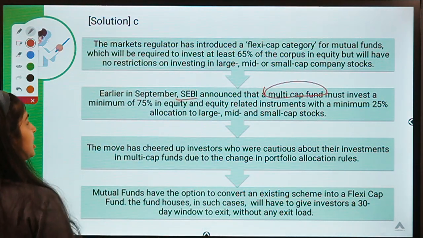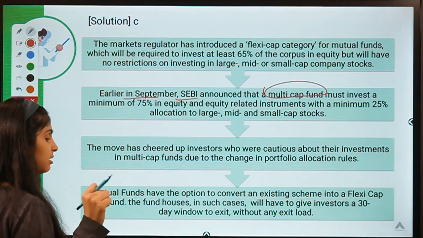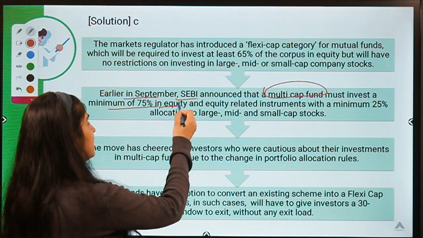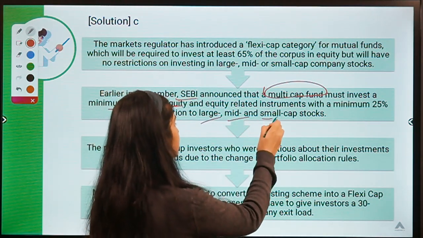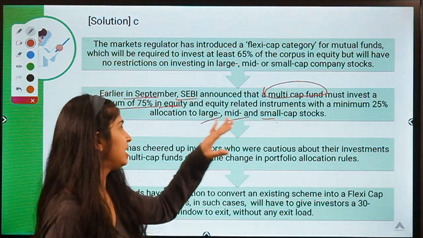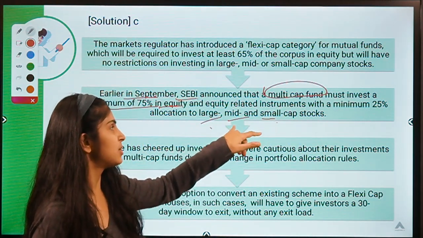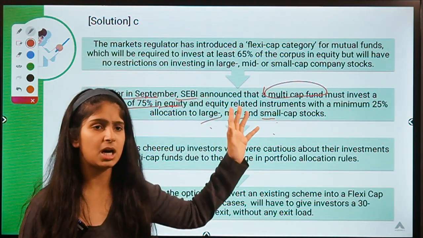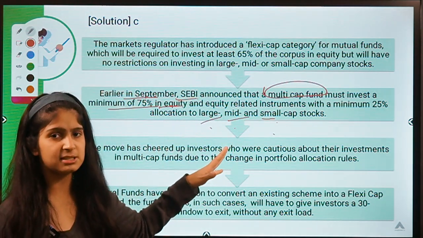So SEBI said in September that multi-cap funds should invest a minimum of 75% in equity and that too 25% in each of large, mid and small. Basically this is the minimum limit. Out of their total assets, they have to invest 75% in equity, and a minimum of 25% into large, 25% into mid, 25% into small. I think we covered this in one of our previous sessions also. If you want to know the reason behind this step, you can refer to that session.